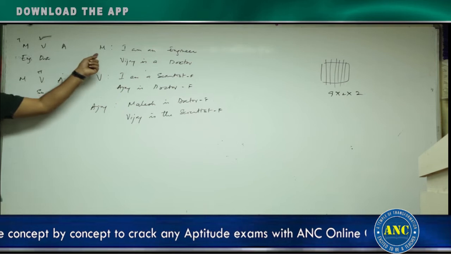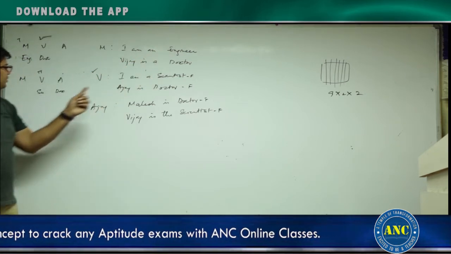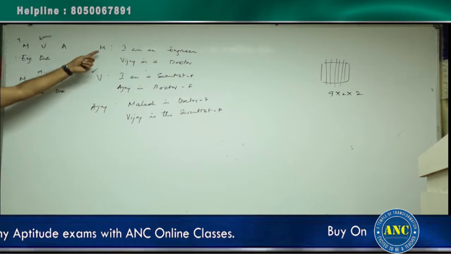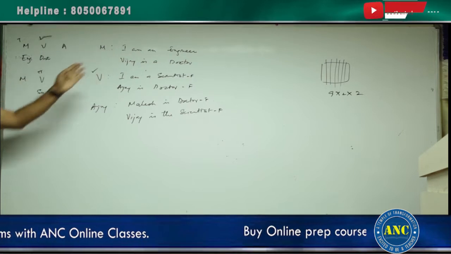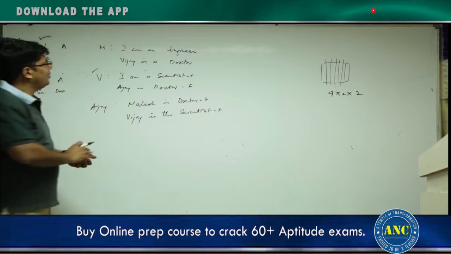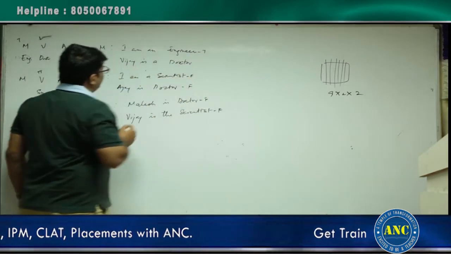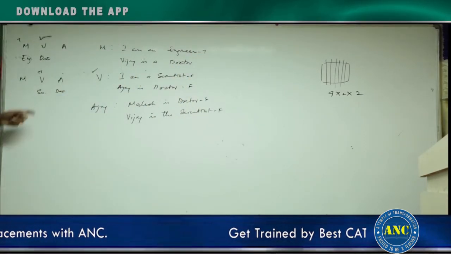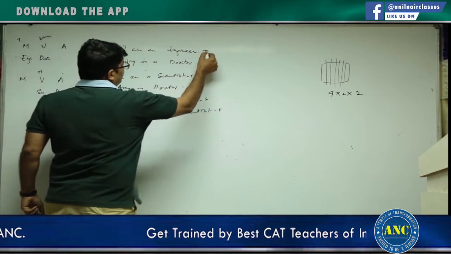Let me go to Mahesh. I am an engineer. Makes sense, right? It will be true. If Vijay is the scientist and Ajay is the doctor, the one left is engineer. So Mahesh is an engineer, and I am an engineer is a true statement. Vijay is a doctor is false. This is true, this is false.